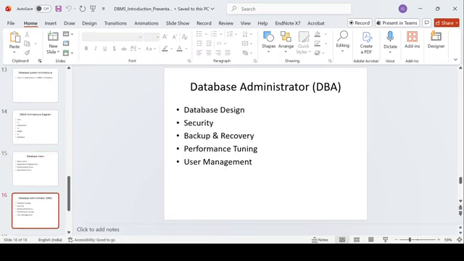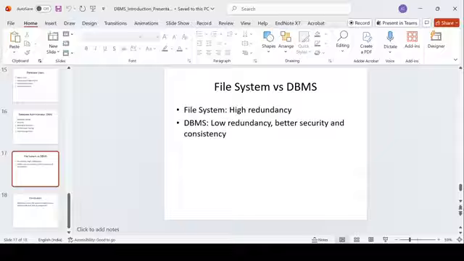So next we see the database administrator. The DBA is responsible for database design, security, backup and recovery, performance tuning and user management. So next we see the file system versus DBMS.